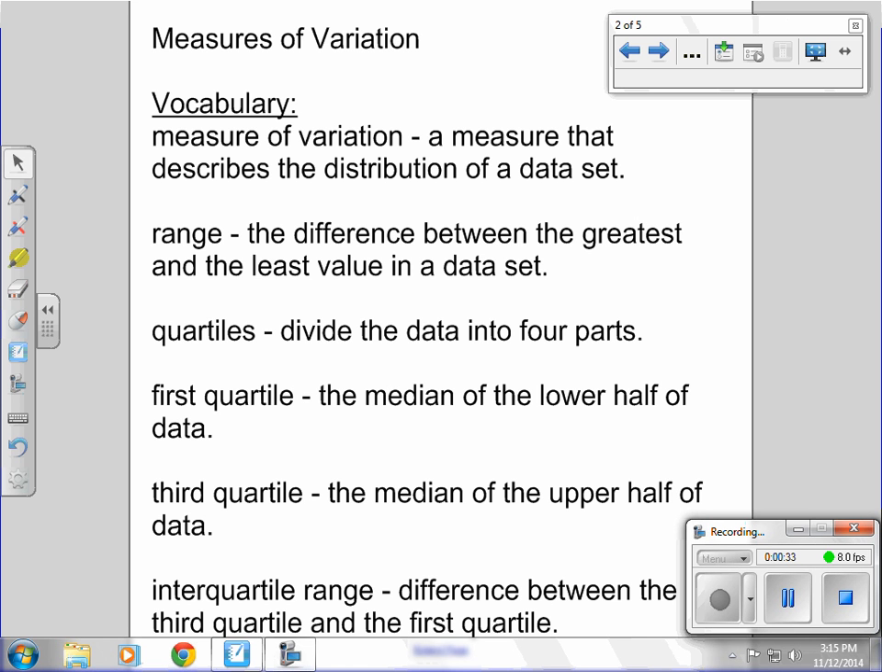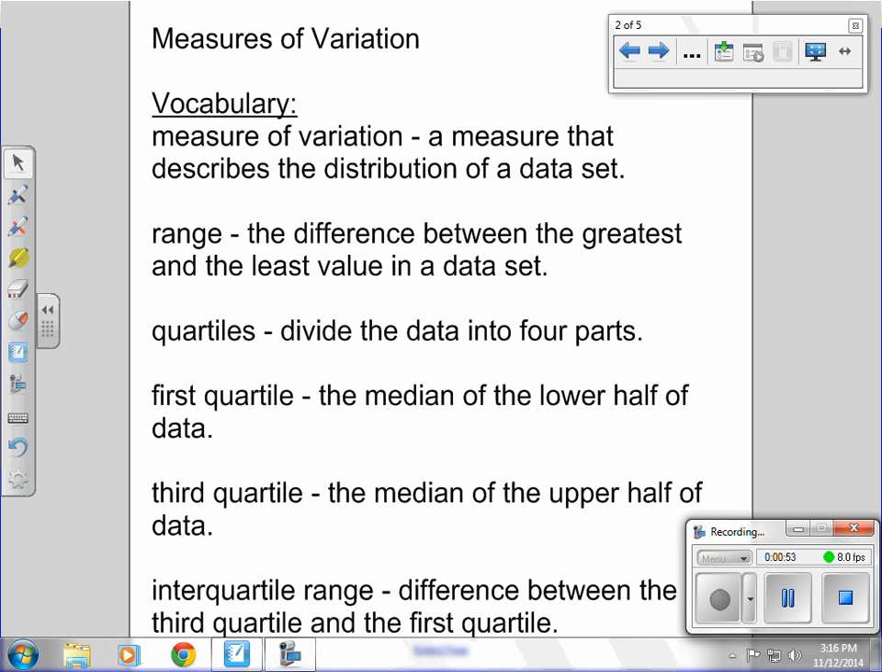So if we look here, first off, a measure of variation is a measure that describes the distribution of a data set. So it's explaining how spread out, or how is the data distributed. Do we have a lot of numbers that are all over the board, that are way spread out, that are very, very different from each other? Or do we have a lot of numbers that are very similar, very close together?